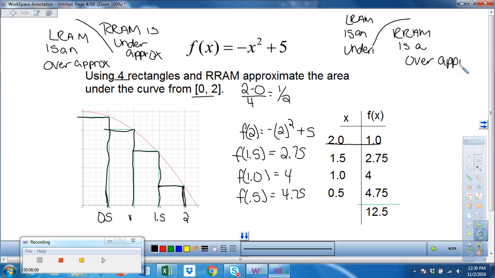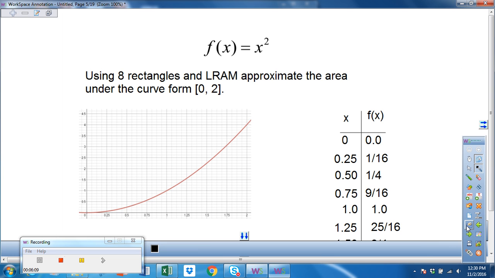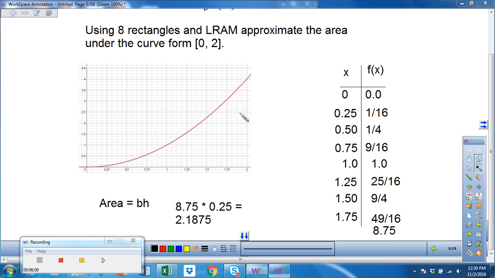Okay? And you can often see questions like that on the AP exam, so that's one of the things that you kind of need to know. I always just sketch it and see. Okay? So once again, this is an increasing function, so when we do LRAM, it's going to be an under approximation. I'm using 8 rectangles from 0 to 2, so I start by doing 2 minus 0 divided by 8, and that gives me 1/4.